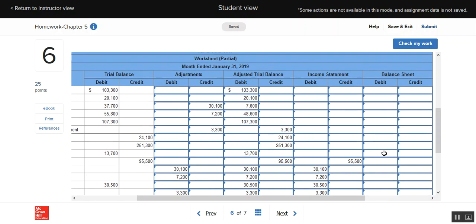Balance sheet's here. I'm going to again work from the adjusted trial balance amounts, and everything above fees income, which was right here at that $95,500, everything up here in this section goes on the balance sheet, and it goes on the balance sheet the same way it is on the adjusted trial balance. So if it's a debit over here in the adjusted trial balance, it's going to be a debit on the balance sheet. So we're just going to move those over.